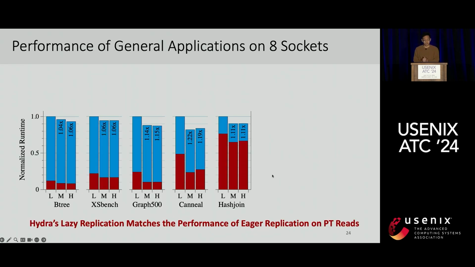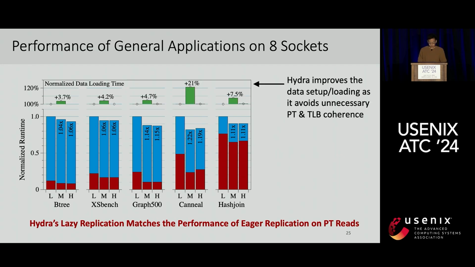And also, for page table reads, we run an experiment on general data analytics applications. Here, we can see Hydro can achieve a similar speedup as the best solution, Mitosis, in the page table read scenario. Also, when Mitosis sets up the data, it needs to create the page table on every socket, so it needs more time to create the page table. Hydro can improve such a situation because initially Hydro only needs to create a partial page table, not the replica on every socket.